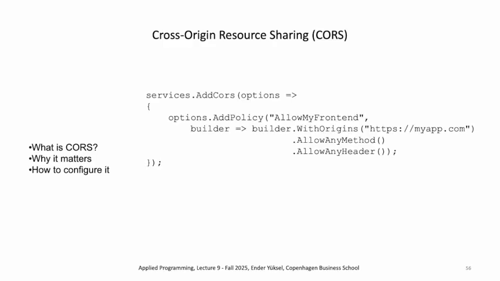Here's an example. After this, you apply the policy like that, which tells the server it's okay to accept requests from myapp.com. Without this, your frontend will get CORS errors and won't be able to communicate with the backend. CORS is like a guest list at a party. You don't want just anyone walking in. You want to allow only trusted guests. Configuring CORS properly ensures that your API is accessible to your frontend, but protected from unauthorized domains.